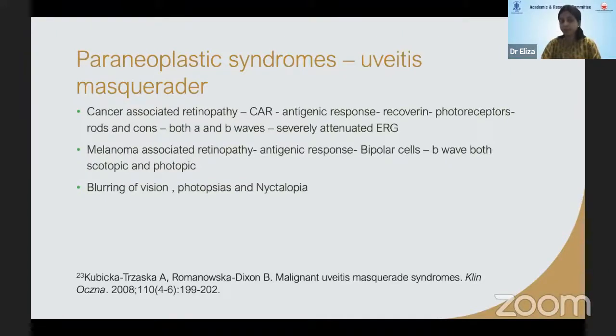So we have CAR and MAR. Here again, clinical history is very important, and adding to it is the ERG. Basically in CAR, the antigenic response is primarily to recoverin, directed towards the photoreceptors. So here we have severely attenuated both A waves and B waves.